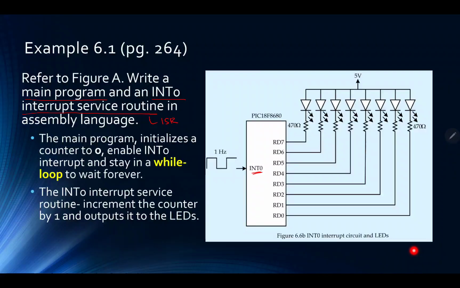What it's supposed to do is each time the clock signal goes down, we want it to be triggered. We want the triggering to happen each time the square wave signal changes logic from 1 to 0. Each time it changes the logic, we want it to generate the interrupt. Each time the interrupt happens, the interrupt zero's interrupt service routine is supposed to increment the counter by 1 and output to the LED.